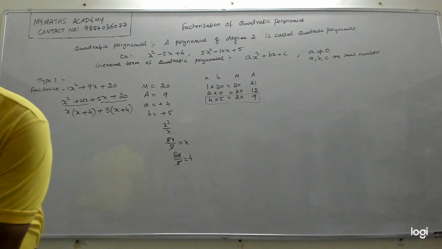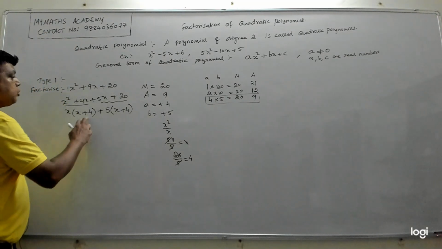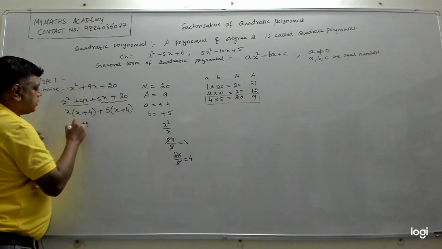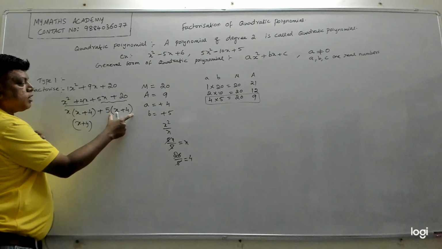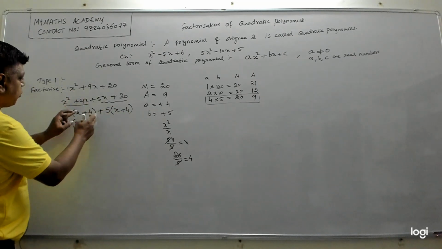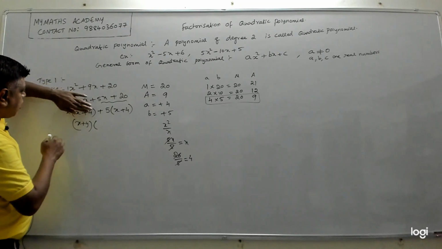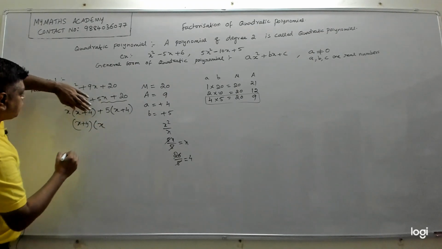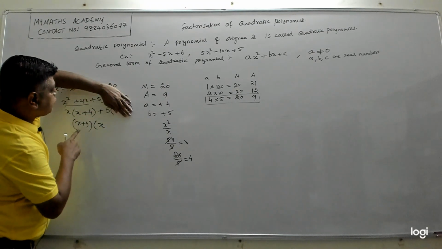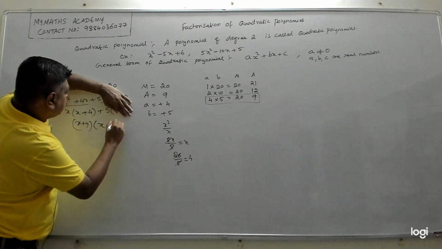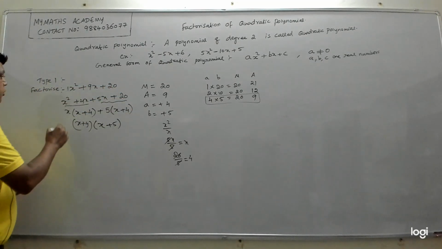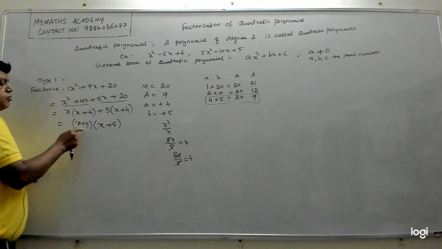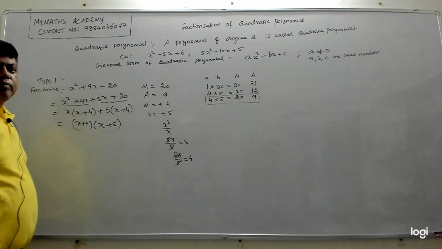Clear? Now again, from these two, what is common? X plus 4 is common. So we'll take X plus 4 common, because this term also has X plus 4, and this also has X plus 4. If I take X plus 4 common out, from here X plus 4 is gone, so I will have X. Here X plus 4 is gone, so I will have X. Again here X plus 4 is gone, I will have plus 5. That's it. So this is how we have factorized. The factorization of this is X plus 4 into X plus 5.